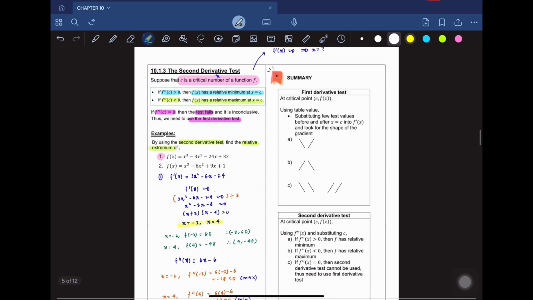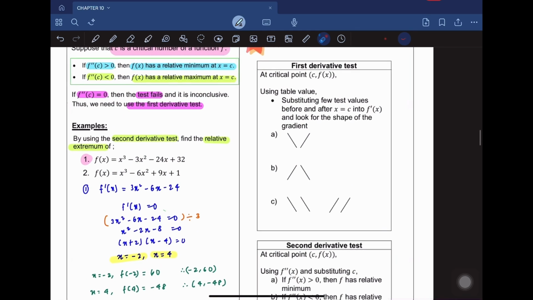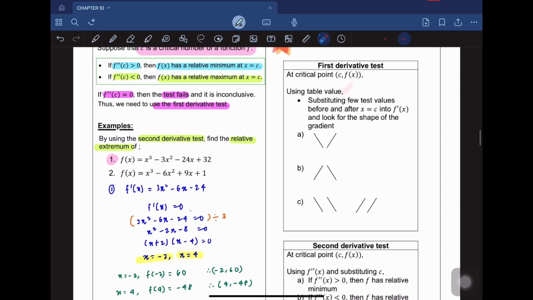Saya go through summary sekejap. So we have two tests, the first derivative and second derivative test to check whether our critical points is relative maximum, relative minimum, ataupun dia has no relative extremum. So untuk first derivative test kita pakai table tadi. Kita pakai table. So final answer korang sama ada korang dapat bentuk macam the first one.